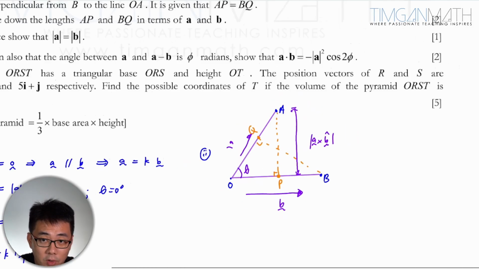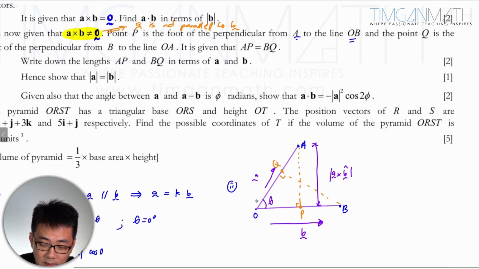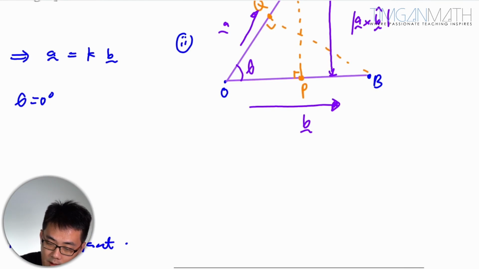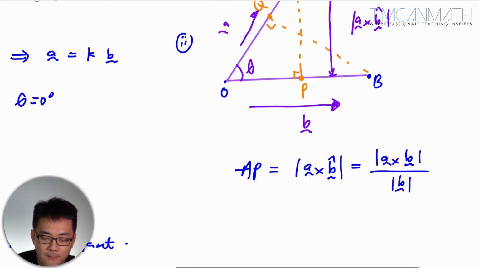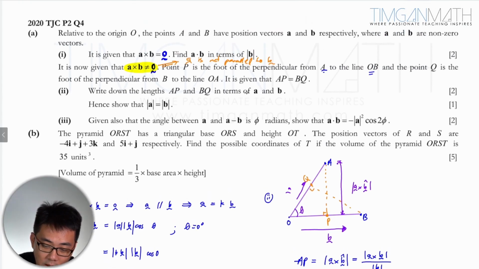So the cross product is a magic triangle cross product. Unit vector the B. Don't unit vector the hypotenuse. So in this case here, OA is the hypotenuse. So length AP would just be mod A cross with B unit vector. So this is A cross B over mod B. Okay, that is AP.